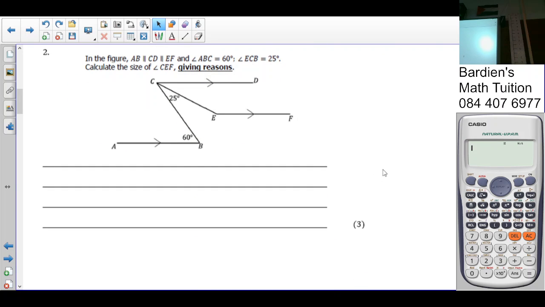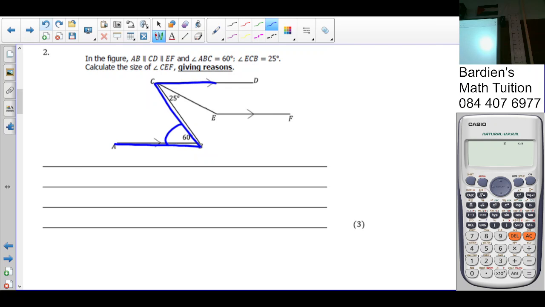In number 2 we are told that in the figure, AB is parallel to CD, which is parallel to EF. Then we are told that angle ABC is equal to 60 degrees. Then angle ECB is equal to 25 degrees. The question is calculate with the reason the size of CEF. So CEF is this angle here. But to calculate this angle, I definitely need that angle so that I can go with co-interior. However, that angle there can be worked out if I use alternate angles.